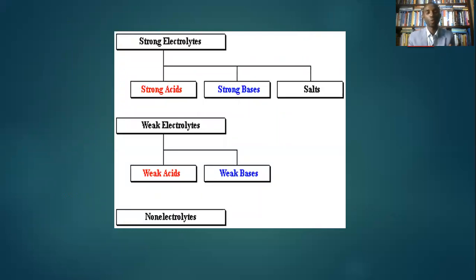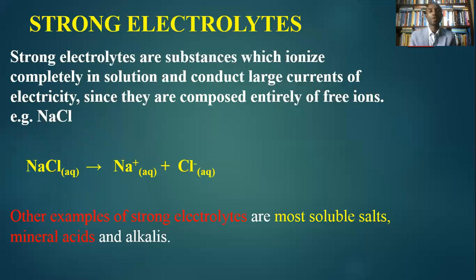Now we will talk about what strong means. What does it mean that an electrolyte is strong? An electrolyte is strong when it ionizes completely. So strong electrolytes are substances which ionize completely in solution and they conduct a large current of electricity. For the fact that it can ionize completely in solution, we call it a strong electrolyte. So the ions are free to move.